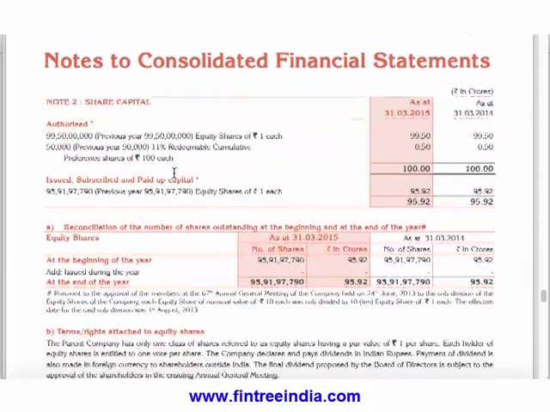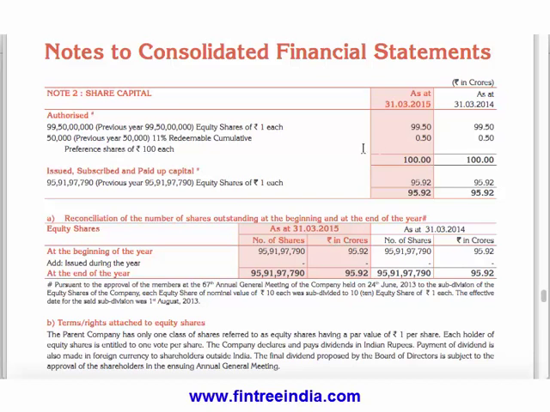So note 2, authorized 99.5. Then there are 50,000 redeemable cumulative preference shares, 0.5. That's how we have a total of 100. Issued, subscribed and paid up is 95.92, and that's how we have the total amount here, face value of rupees 1 each.